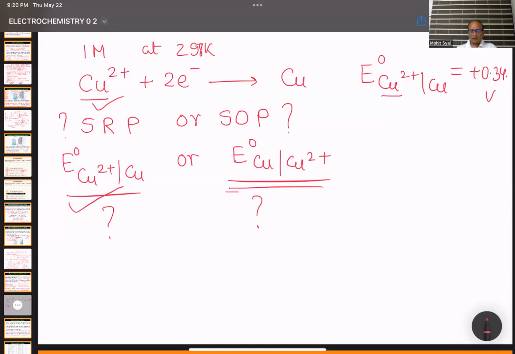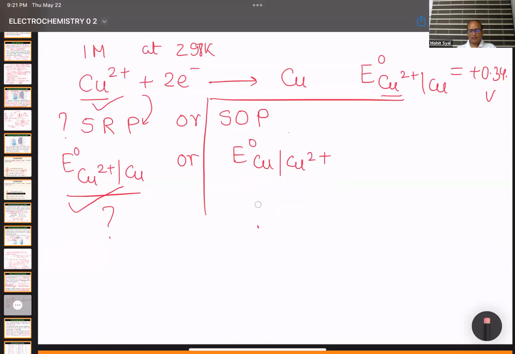What is this? If this is SRP, then when we are reversing it, adding two electrons on the other side, we get SOP. What do you mean by SOP? Standard oxidation potential, meaning the copper is changing to Cu2+ and losing 2 electrons. Oxidation means loss of electrons. Got it?